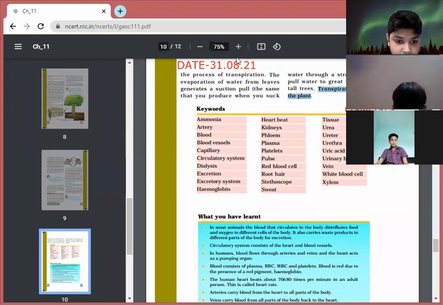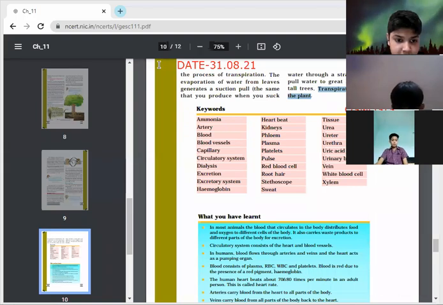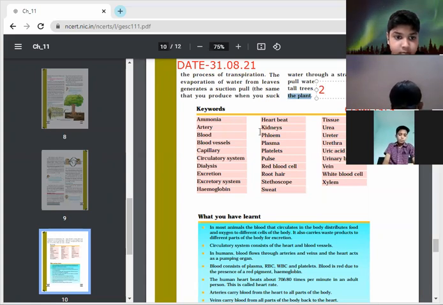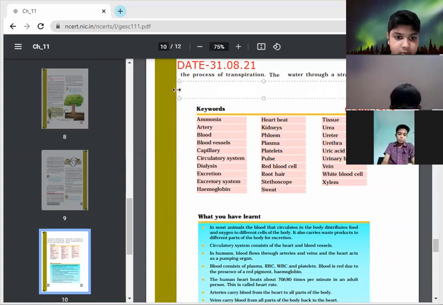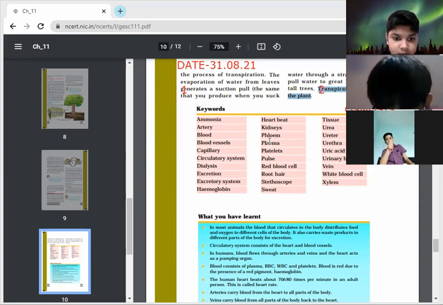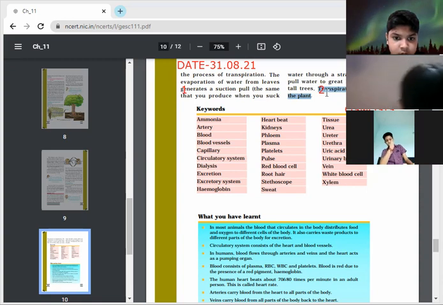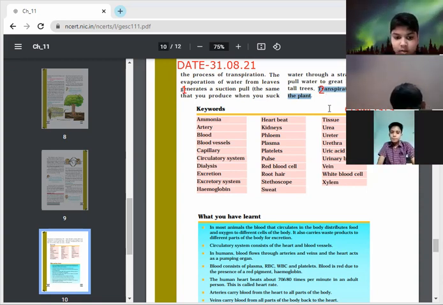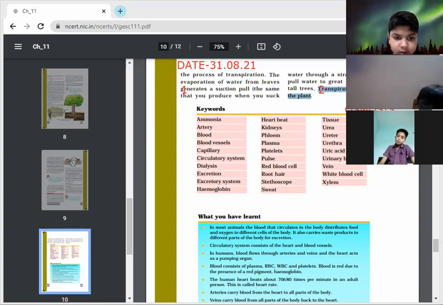First, it creates a suction pull. What is the meaning of suction pull? That is an upward force. And you can write down here, number one: it creates a suction pull. Suction pull means upward force for the water to be absorbed. And second, it helps the plants to be cool. So there may be a question also: what is transpiration and what are the two functions of transpiration? So children, with this, your chapter is over. So today we have read how the transportation system helps the plants.